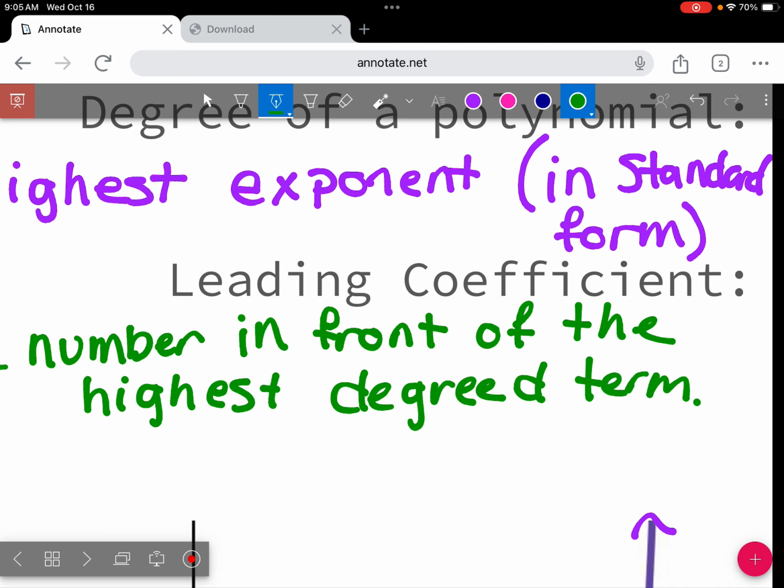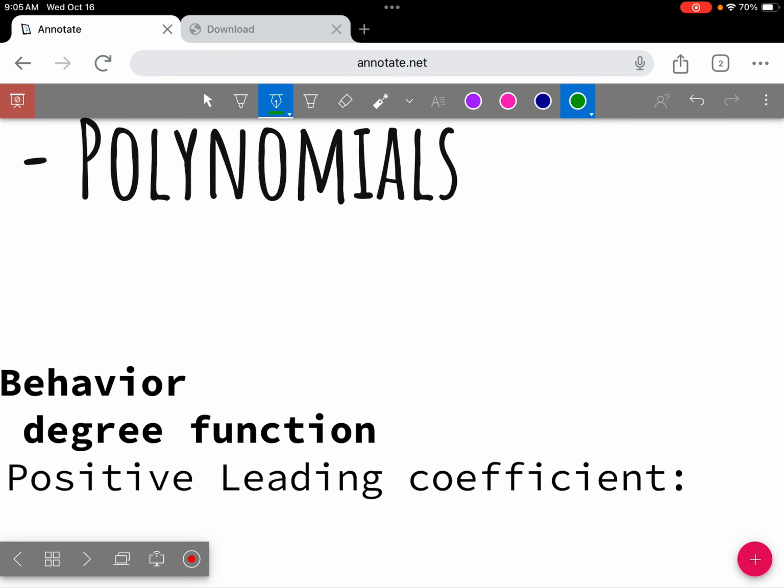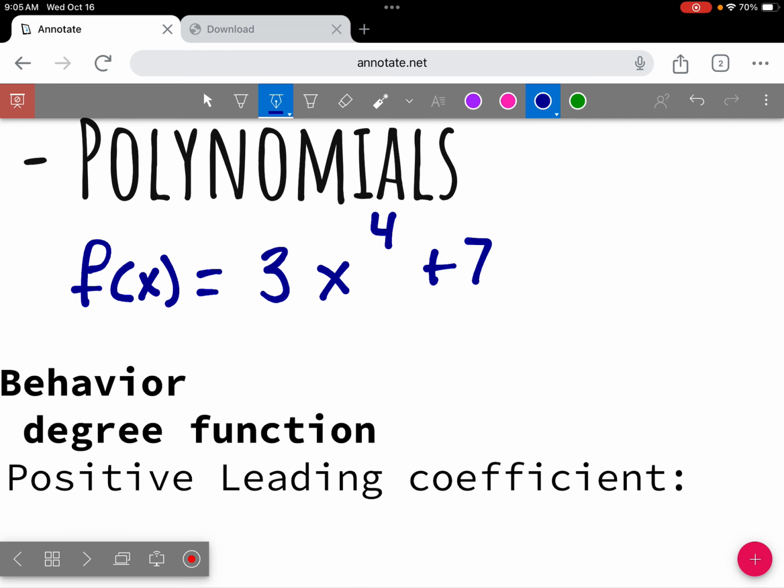So if we think about any sort of generic function, I'm just going to make one up right now. If I have f of x equals, let's go with 3x to the 4th plus 7. What is our degree? 4. What is our leading coefficient? 3. It's the number in front of the biggest exponent term.